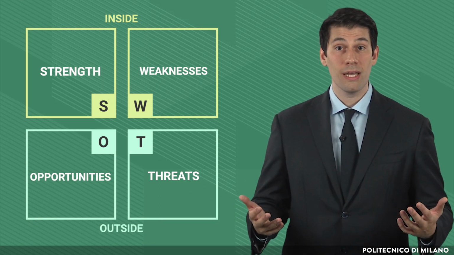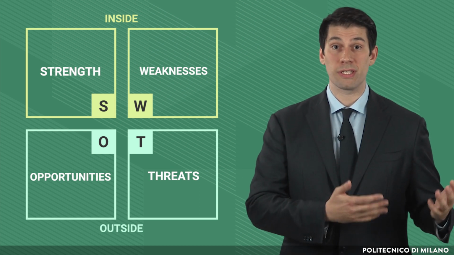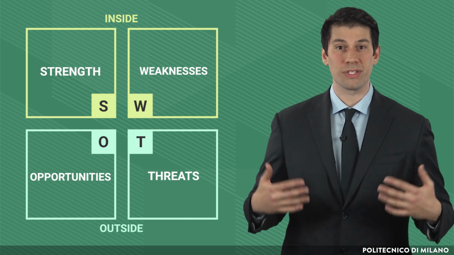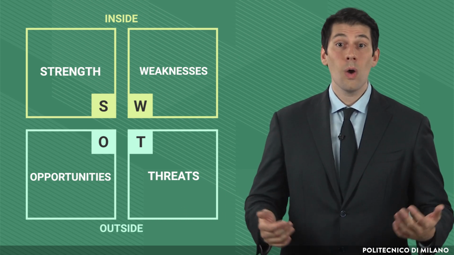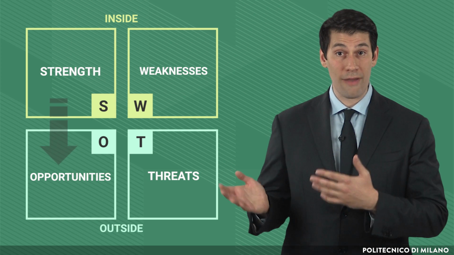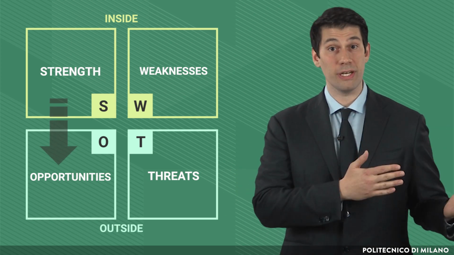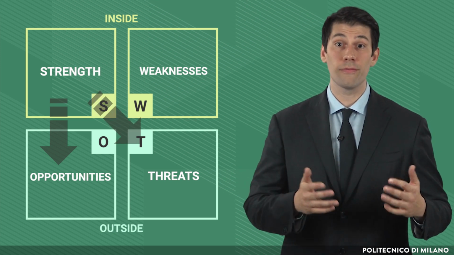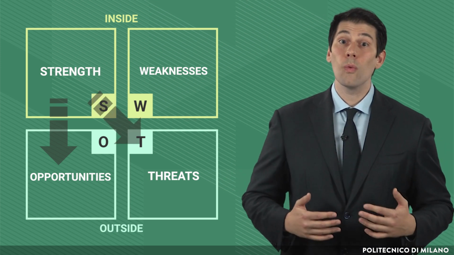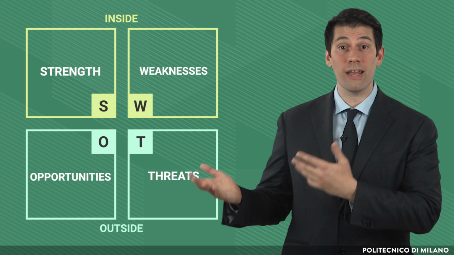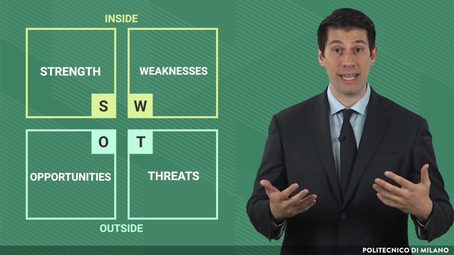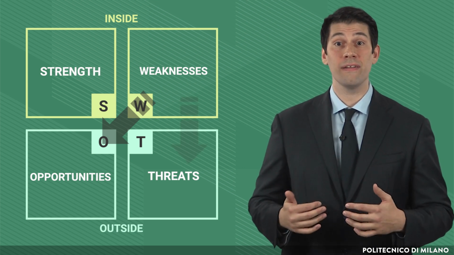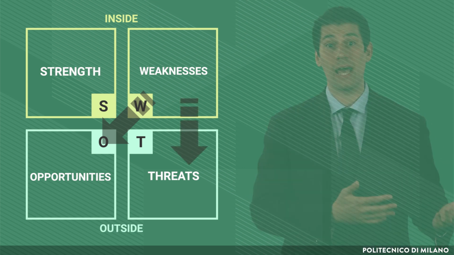More specifically, by crossing external opportunities and threats with internal strengths and weaknesses, the company may understand, for instance, what are its strengths to leverage to exploit opportunities. What are its strengths it may use to defend itself from a threat? And what are its weaknesses that do not allow it to properly take advantage of an opportunity, or maybe that intensify the negative effect of a threat?